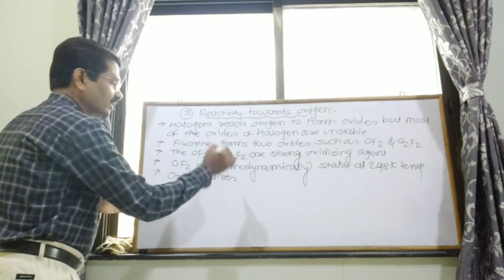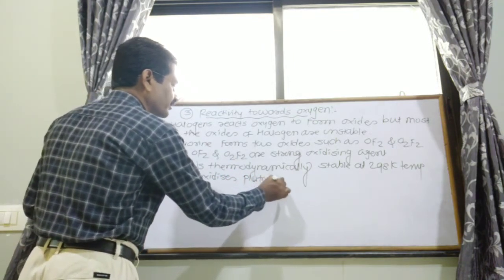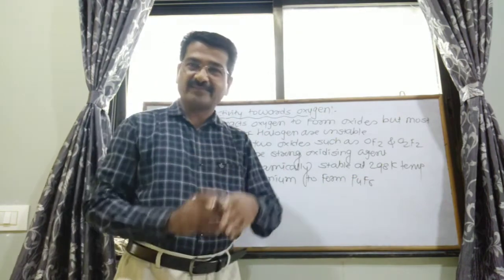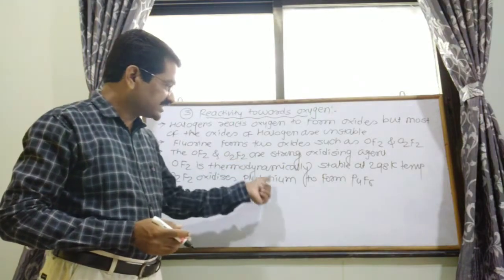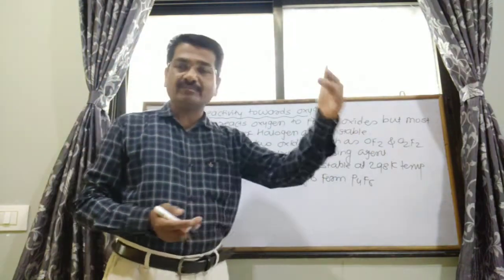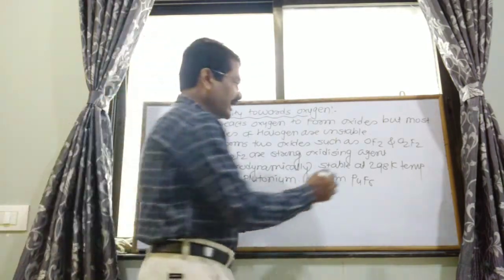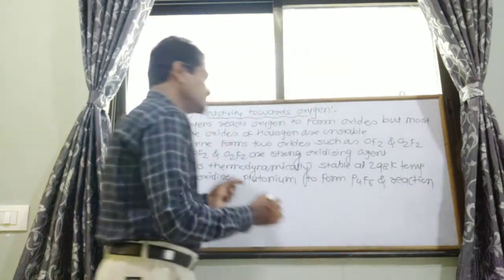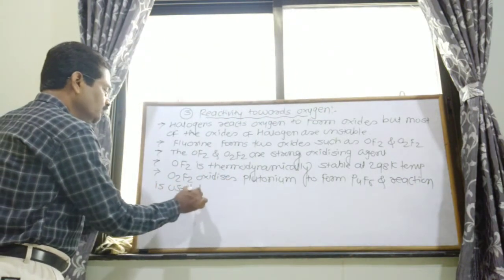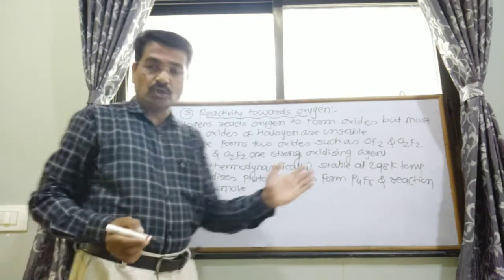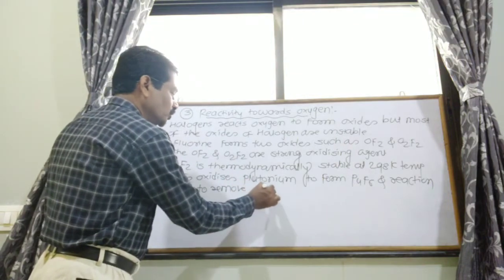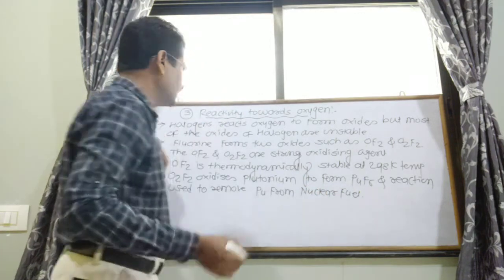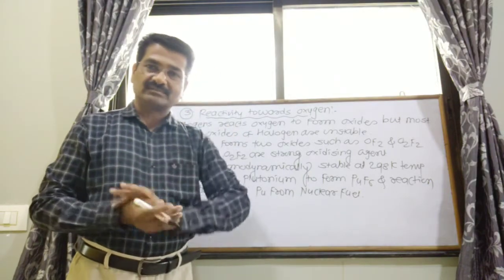O2F2 oxidizes plutonium to form plutonium fluoride. See again, O2F2 oxidizes plutonium to form the plutonium hexafluoride, and that reaction is used to remove plutonium from nuclear fuel. So these are the oxides of the first halogen, that is fluorine.